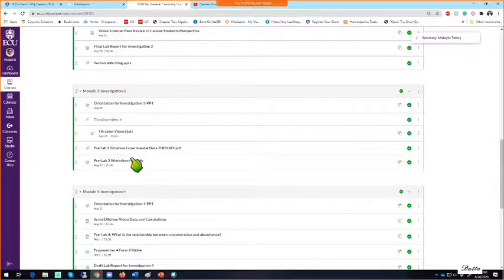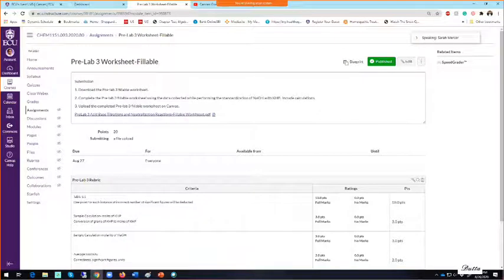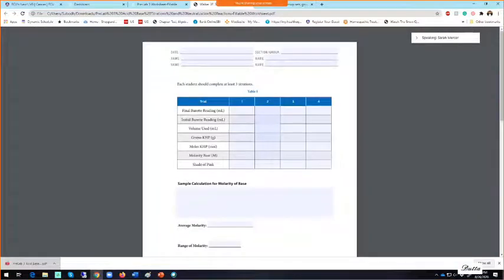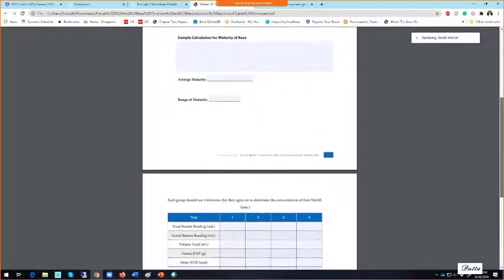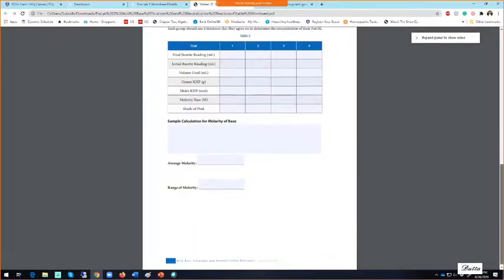Yes, so in my pre-lab, when I click on the preLab3 fillable worksheet, there are two separate tables. I'm sorry, I cannot hear you. Your voice is cutting off. He's saying there are two separate tables on the fillable worksheet instead of one. So do we have to fill out both? Can you show me where? Go to the preLab3 worksheet fillable, click on that, download it, pull that up, and then scroll down. There are two. Okay, now I got it.